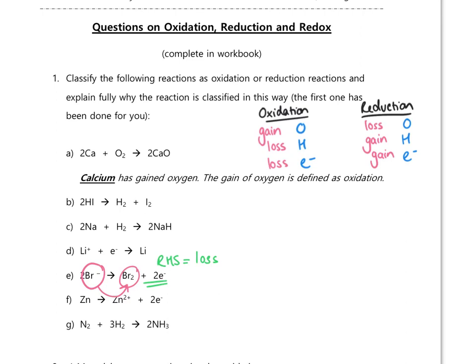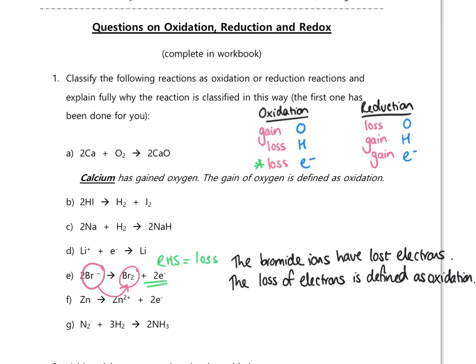So we're saying here that the bromide ion has lost electrons. And if you want to be specific about how many, in this case you can see that 2 bromide ions are forming 2 electrons, so they have lost 1 electron each. So the bromide ions have lost 1 electron each, essentially you would be saying there. Then we need to decide, is that oxidation or reduction? Well, we can see that the loss of electrons is defined as oxidation. So your second sentence for part E is the loss of electrons is defined as oxidation. So give yourself a mark for that if you got that.